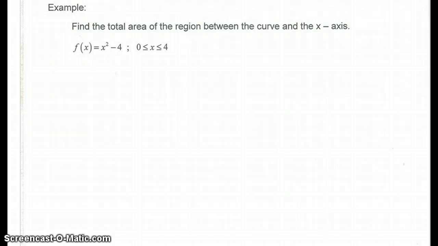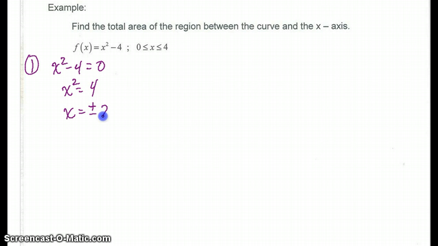Find the total area of the region between the curve and the x-axis, given f of x is equal to x squared minus 4 on the interval from 0 to 4 inclusive. Number one, we're going to find our zeros. So we're going to set x squared minus 4 equal to 0. We get x squared is equal to 4. x is equal to plus or minus 2.